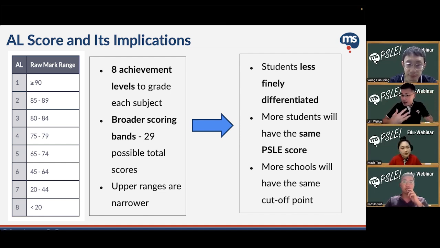So for example, let's take a certain subject, like mathematics. Let's say upon 100, your child, or yourself as a student, scores 84 marks. That means you are in the AL score of 3. So you will get an AL score of 3 for mathematics because you fall within that category. But if you do really well, for example, if you get 90 and above, that's where you get an AL1, right?